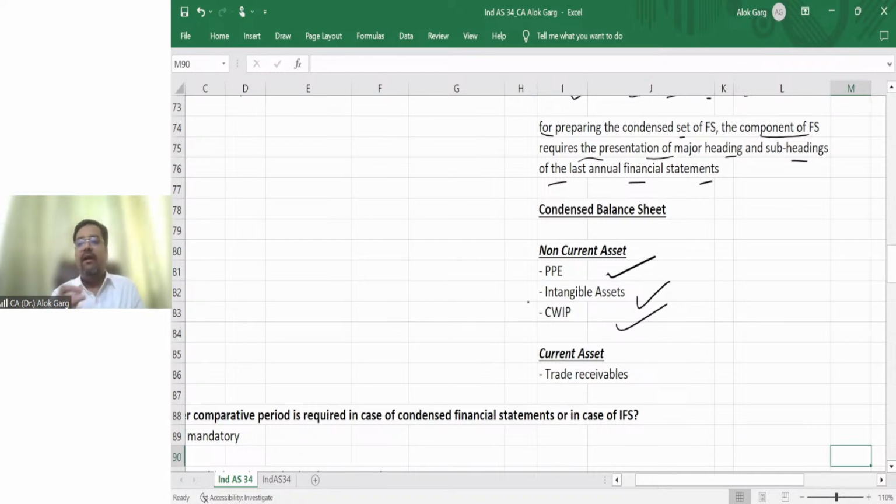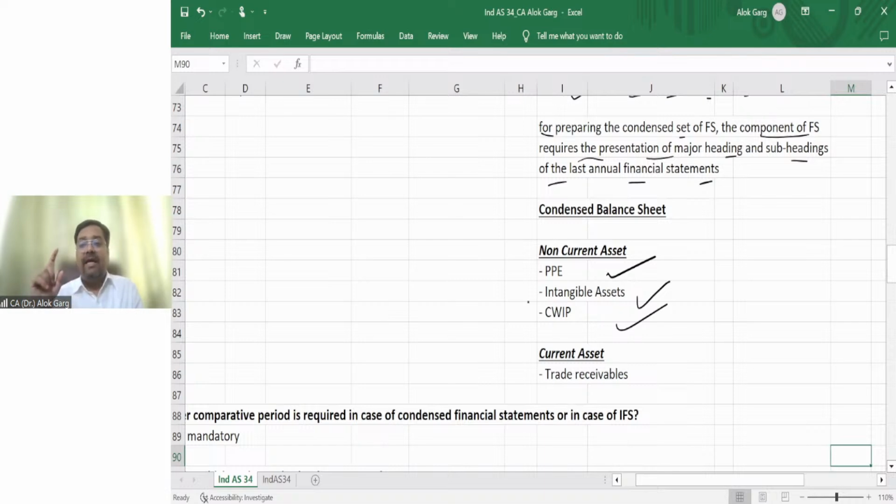Sir, then why are we calling it a condensed balance sheet? The major heading and subheading, so the entire thing has to be given for the balance sheet, the entire thing has to be given for P&L. Then why are we calling it condensed? Friends, there is one big difference. You know what is the big difference?